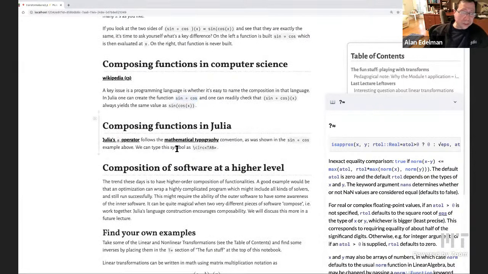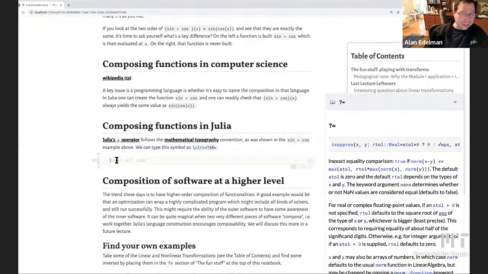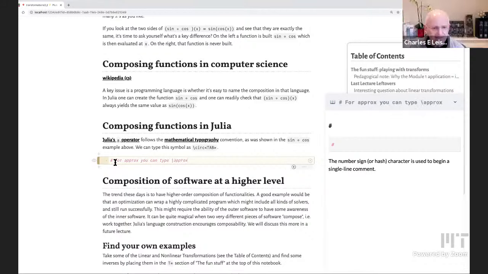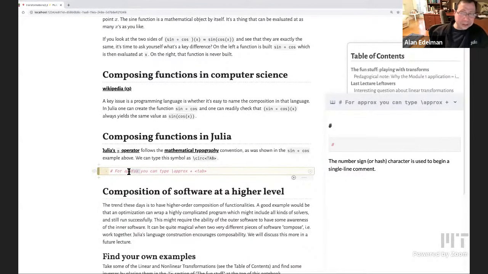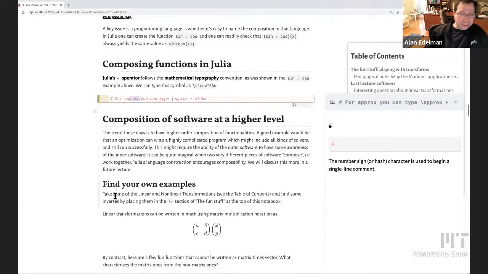Oh, but here, Charles, when I put for the approx, I don't see where it tells me how to type it. It doesn't. That's what Dave was saying. So I will just do this by saying for approx, you can type backslash approx, plus tab. Gotcha. Right, but yeah, it's not in the docs. It's something we need to fix. That would be good. So, cool.